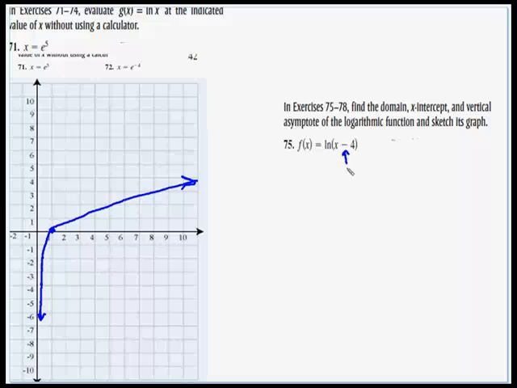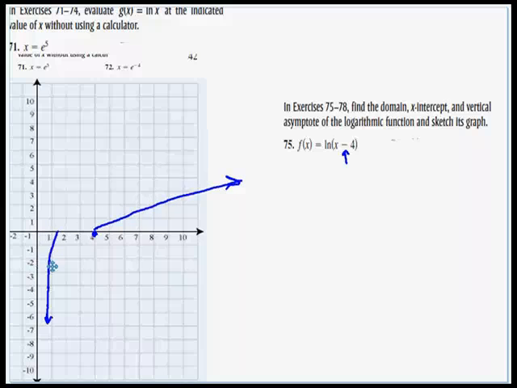So ln of x minus 4. That minus tells us we're going to shift over to the positive side. So my intercept is not going to be at 1. We're going to move that over to 4. And that means this upper part of the graph will move over, as will the lower part of the graph.